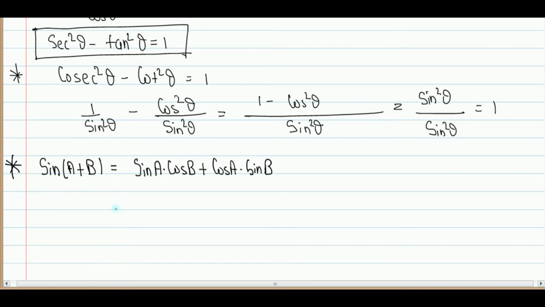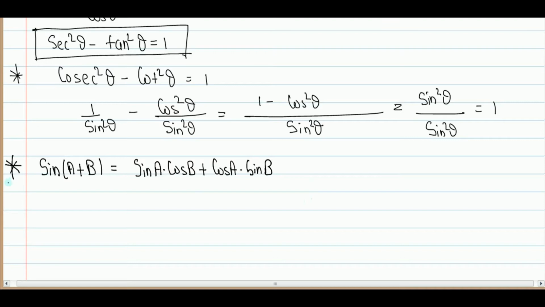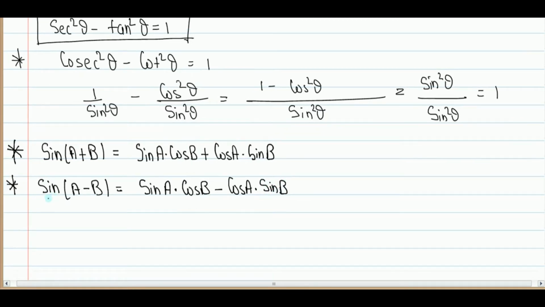Similarly, you have to memorize the formula for sine a minus b, and that will be equal to sine a into cos b minus cos a into sine b. So memorize this sine a plus b and sine a minus b.